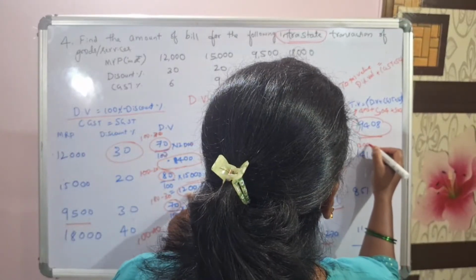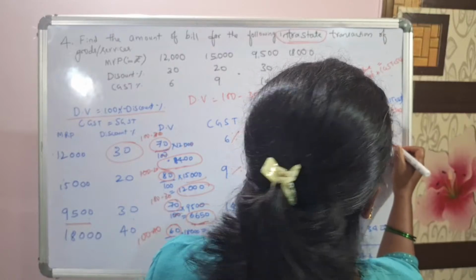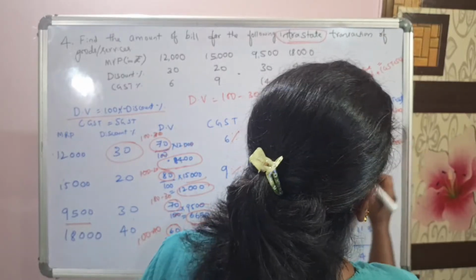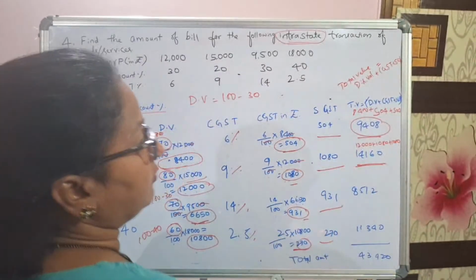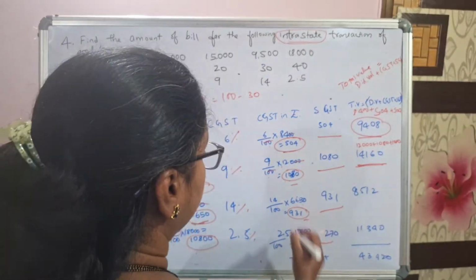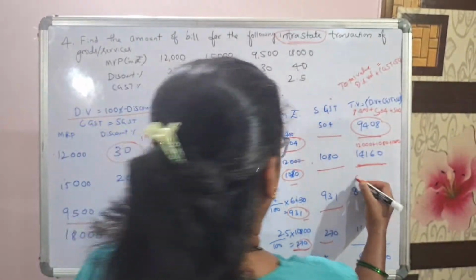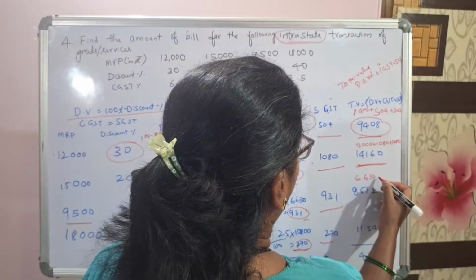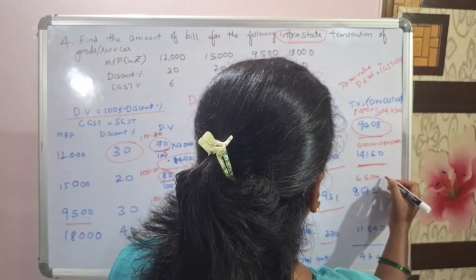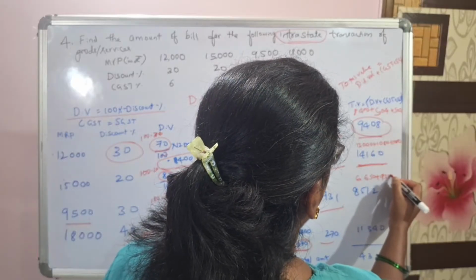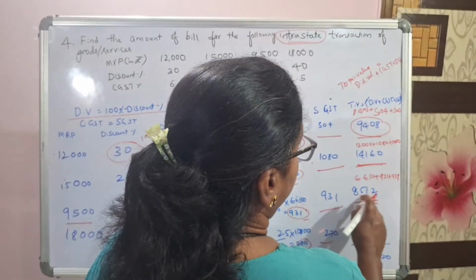Again in the next step, 12,000 plus 1080 plus 1080. So the answer is 14160. Again for 6,650, that is discount value, plus CGST plus SGST, 931 plus 931. The final answer is 8512.